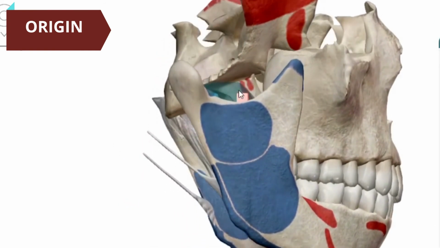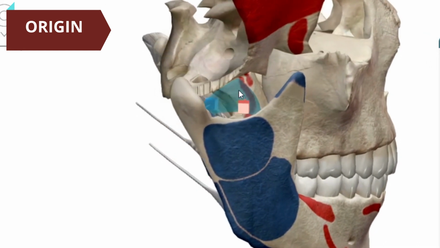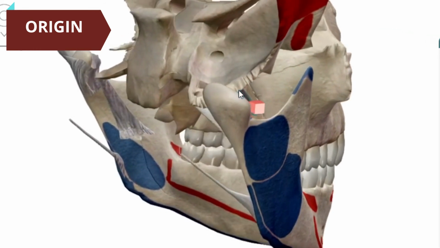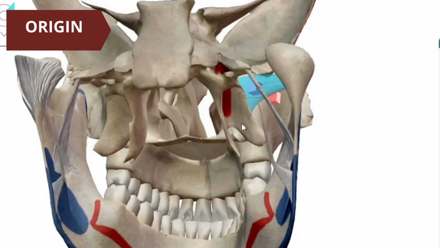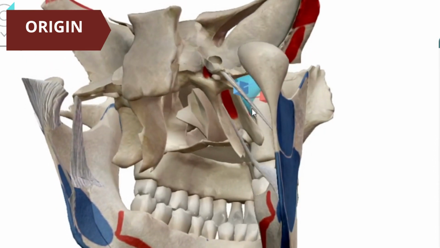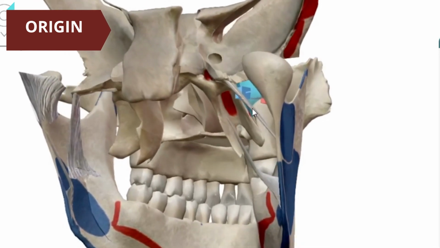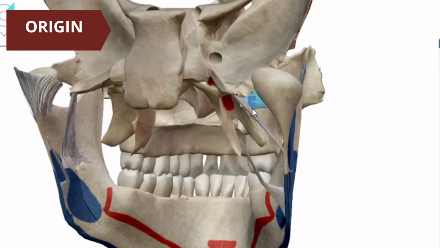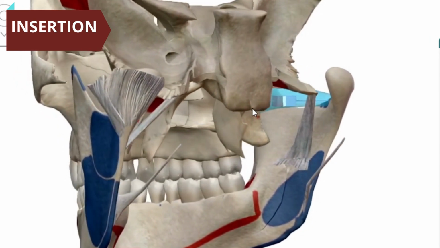The lower head arises from the lateral surface of the lateral pterygoid plate. We had heard the name lateral pterygoid plate earlier. Yes, the lateral pterygoid plate over here. The medial surface of the lateral pterygoid plate gives rise to the origin of the medial pterygoid muscle, and on the outside, the lateral surface of the lateral pterygoid plate gives rise to the origin of the lower head of the lateral pterygoid. Now insertion. Insertion is on the pterygoid fovea.